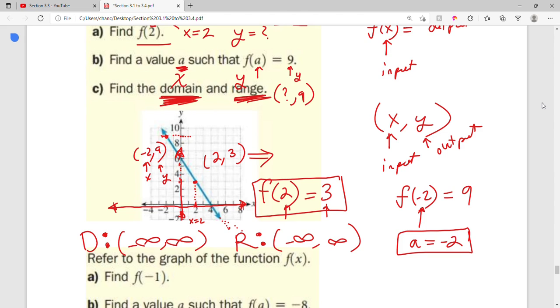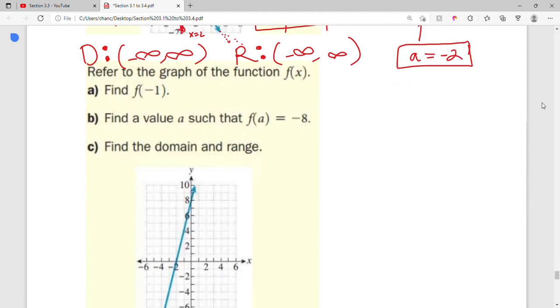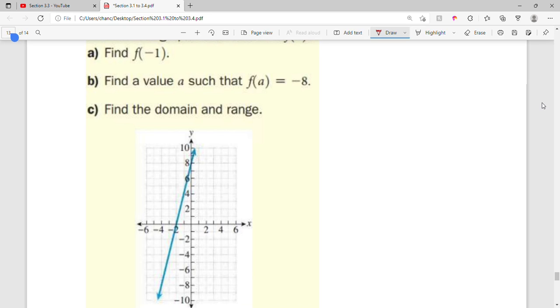So I want you to take some time and seriously think about the next example on your own. Answer these questions. Find f of negative 1. Find a value of a such that f of a equals negative 8. And then also state the domain and range. Alright, let's try it together.